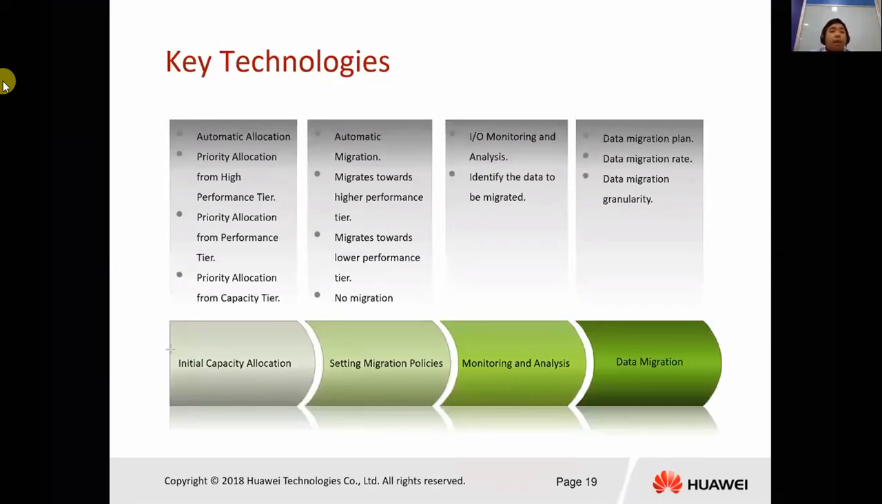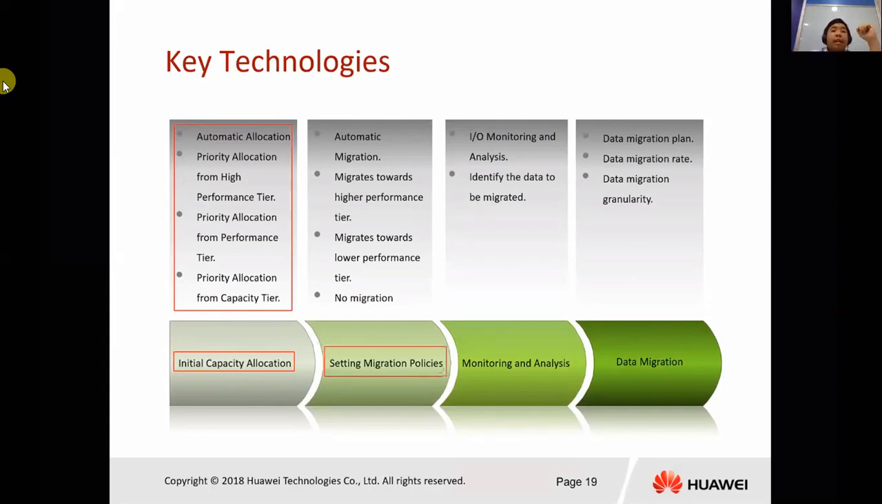That is basically what initial capacity allocation is about. The system will write the data into what type of hard disk in the LUN itself. Either you write into SSD, SAS, or nearline SAS. There are 4 types of policy you can choose from. You can automatically allocate, priority allocate to high performance tier, priority allocate to performance tier, or priority allocate to capacity tier. So these are the 4 types of initial capacity allocation policy that you can choose. Right, so this is the first key technology.